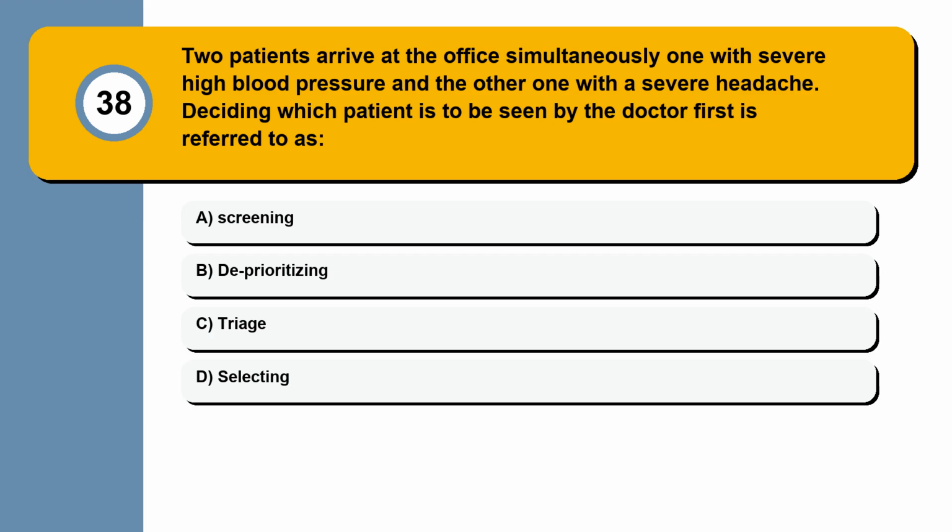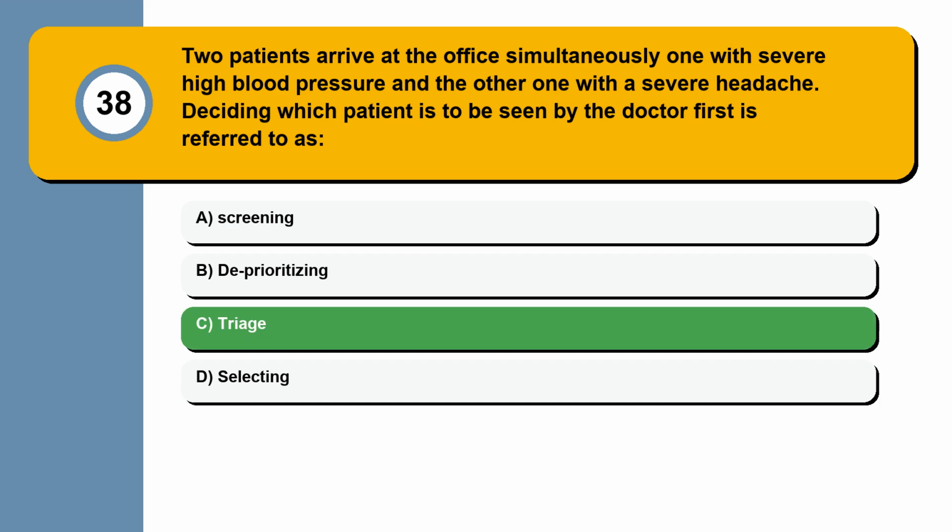Question 38. Two patients arrive at the office simultaneously, one with severe high blood pressure and the other one with a severe headache. Deciding which patient is to be seen by the doctor first is referred to as. Here are your options. Option A, screening. Option B, deprioritizing. Option C, triage. Option D, selecting. The correct answer is option C, triage.